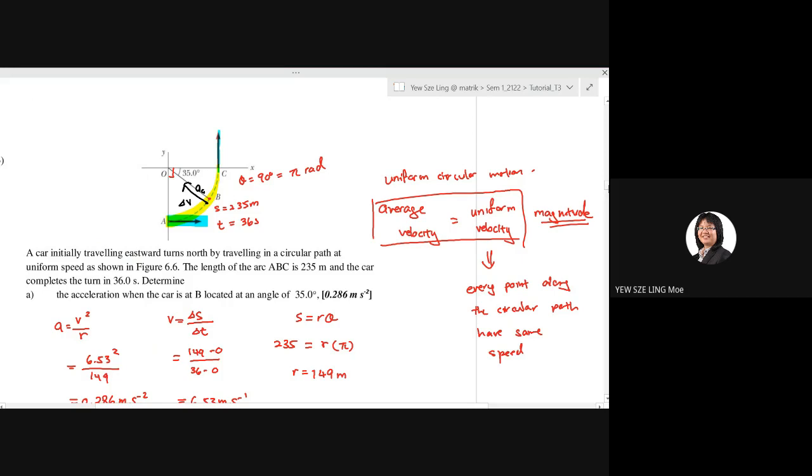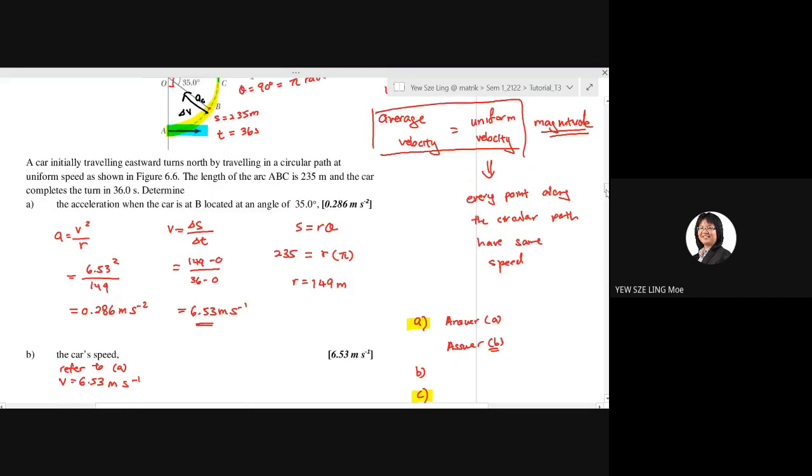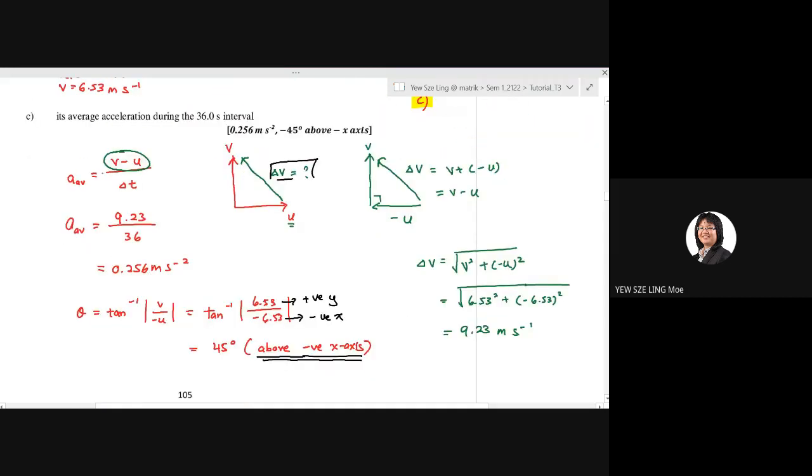So it doesn't matter which points you are taking, as long as you take initial and final from the same circle, you'll find that the delta V that you derive is always pointing towards the center. That's why we have centripetal acceleration, because delta V, we use it in the acceleration equation, in calculating the acceleration.